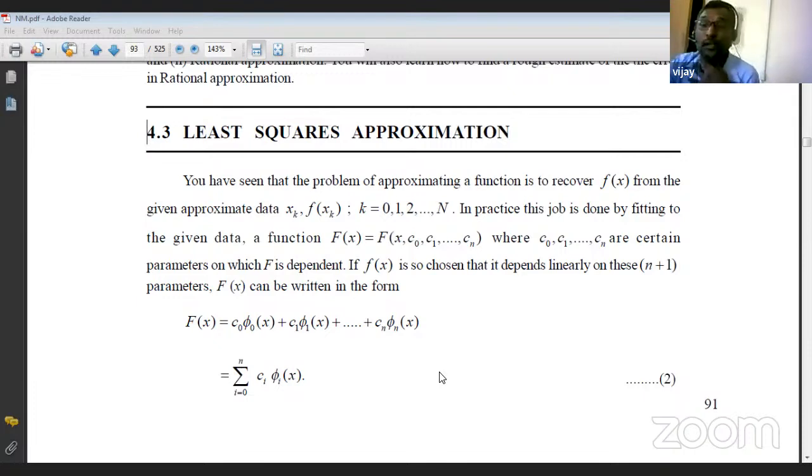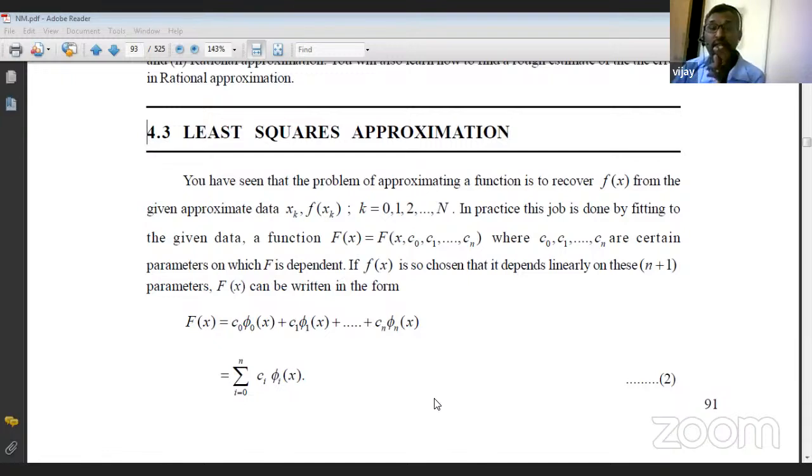So very good evening, one and all. Today we discuss least square approximations. In the least square approximation, the function f of x is recovered from the given approximation, that is f of xk, for k equal to 0, 1, 2, up to n. So this will define the given data.